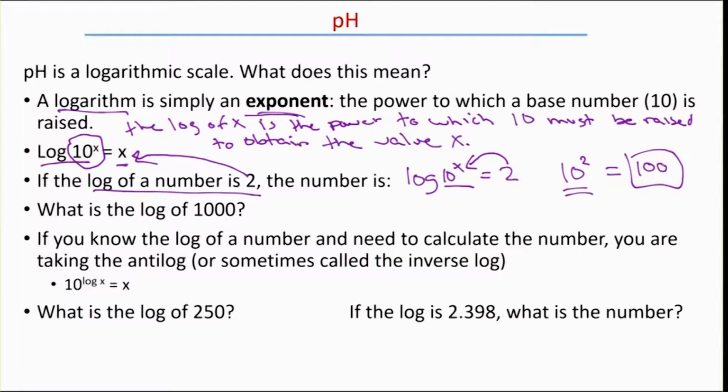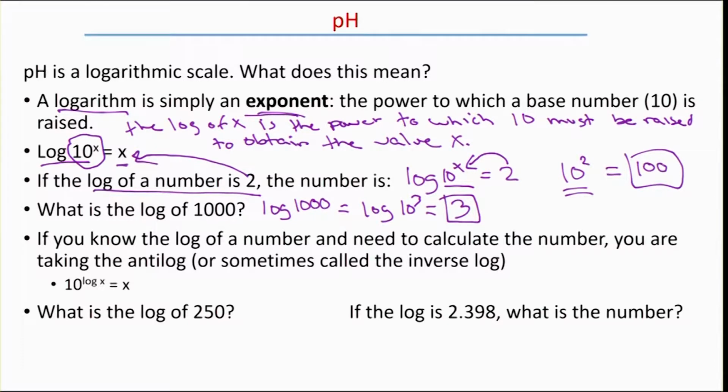All right, what is the log of 1,000? Well, we can write the log of 1,000 as the log of 10 to the third, right? 1,000 is 10 raised to the third. The log of 1,000 is what 10 is raised to in order to get that number, so this is 3. So the log of 1,000 is 3.